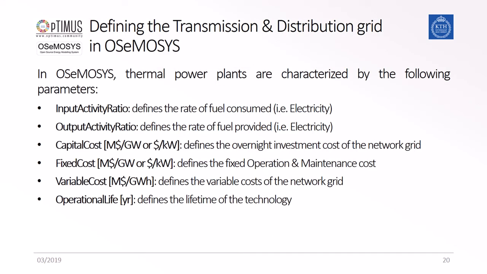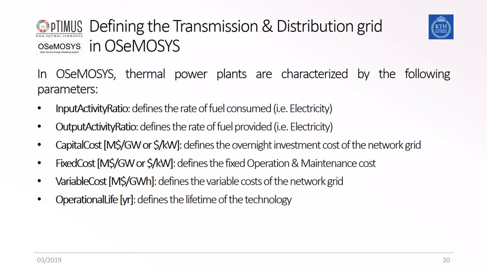The key model parameters for the transmission and distribution system is input activity ratio, which defines the rate of fuel consumed, in this case electricity. For a transmission system, this is recommended to set to 1. Output activity ratio defines the rate of fuel provided, also in this case electricity. The parameter is recommended to set the efficiency that is defined for the transmission lines, for example 95%.